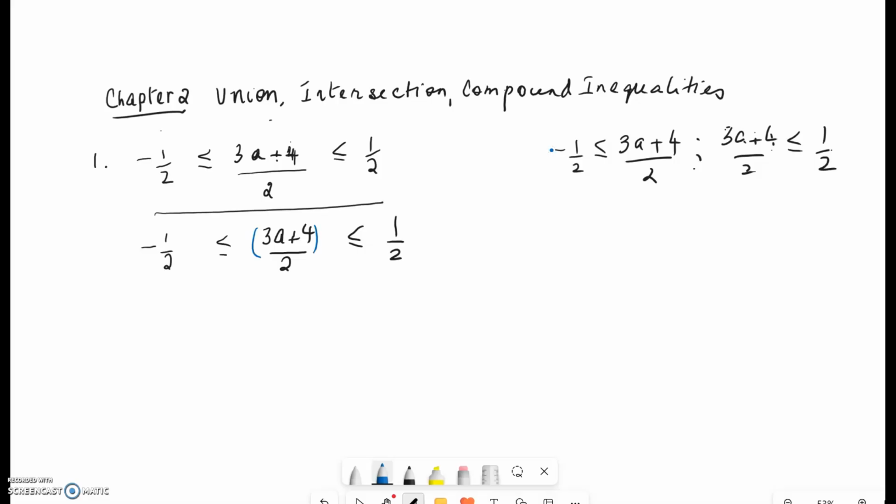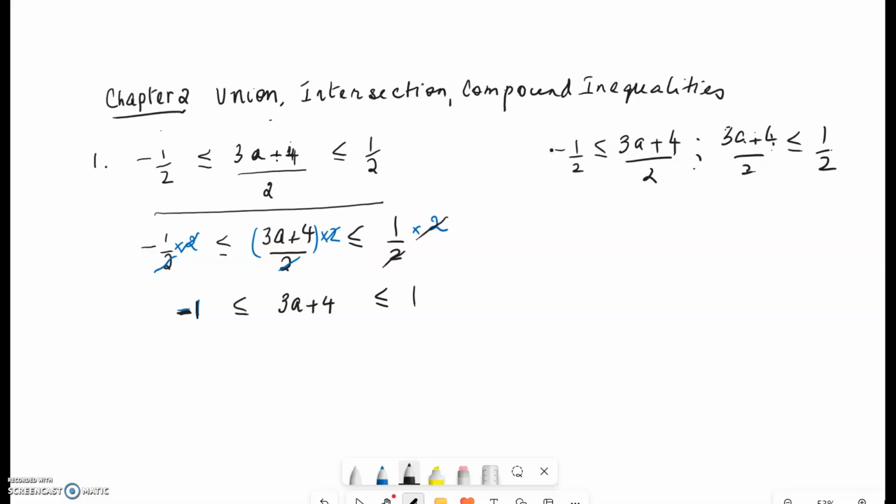But the first thing we're going to do is multiply by 2 to get rid of the 2 in the denominator. That's what we want to do. But if we multiply one side of the inequality by 2, we need to multiply the other two sides also by the exact same number. So that cancels. We get negative 1 less than or equal to 3a plus 4 less than or equal to, cancel these two, and that's a positive 1. So that's a negative 1 and this is a positive 1. So 3a plus 4 lies between negative 1 and positive 1.